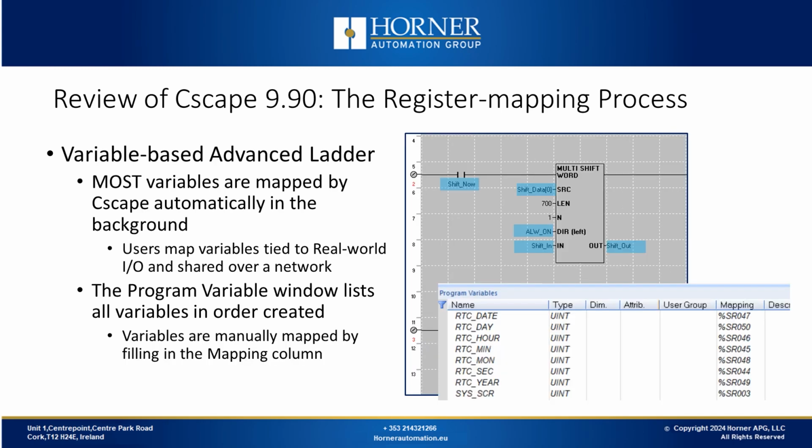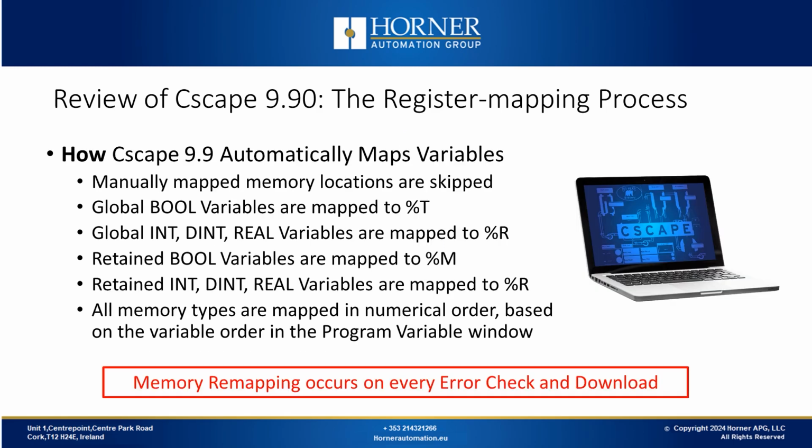For variable-based advanced ladder, most variables are mapped automatically by Cscape in the background, and only some variables need to be mapped manually by the user. These exceptions include real-world I/O, where specific I/O terminals need to be mapped to specific variables, as well as variables that are shared over a network, such as Modbus TCP. In variable-based logic, manual mapping by the user is performed using the program variable window and by filling in the mapping column. For example, variables mapped to real-world I/O registers, such as %I or %Q registers, are created in the global variable section of the program variable window by filling in the mapping column with the specific memory address for that variable. Now we will look at the automatic mapping Cscape performs in the background for variable-based advanced ladder.